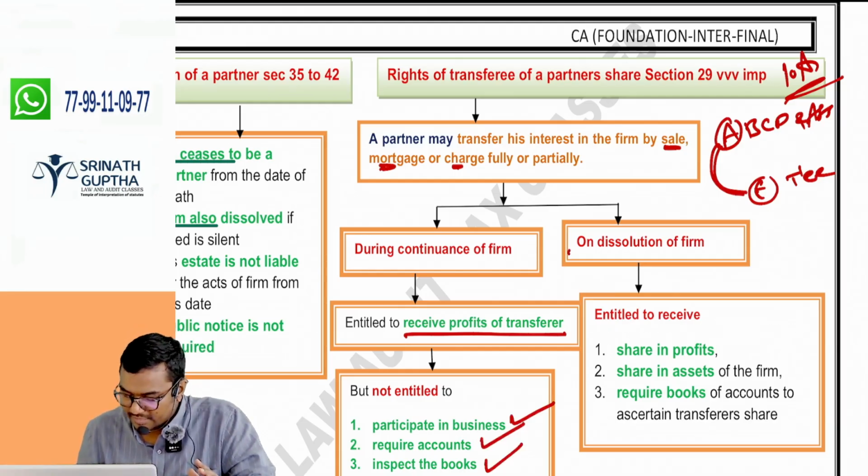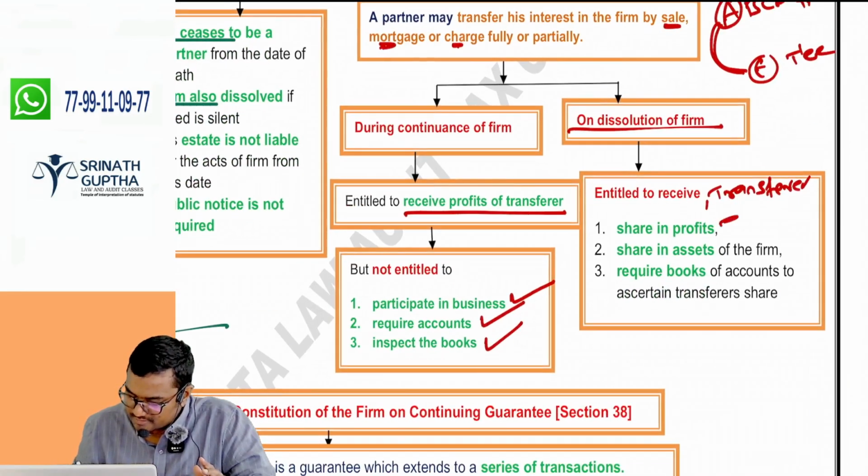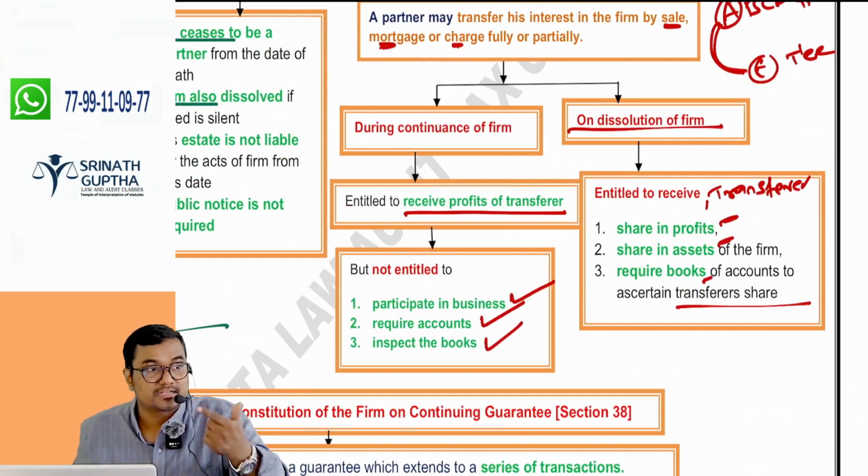At the time of dissolution, E can receive the transferor's share of profits and share of assets, and can require the books of accounts to ascertain the transferor's share.